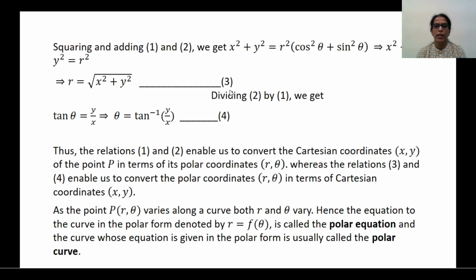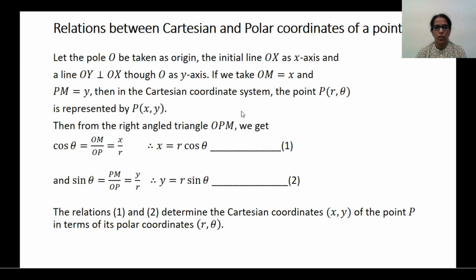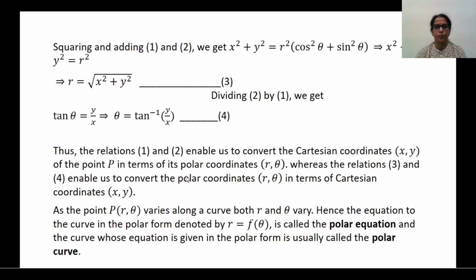Now divide equation 2 by 1. Which are equations 2 and 1? These two. Divide equation 2 by 1. That is r sin theta by r cos theta, which is equal to y by x. So r cancels. Sin theta by cos theta is tan theta, which is nothing but y by x, which implies theta equal to tan inverse of y by x.